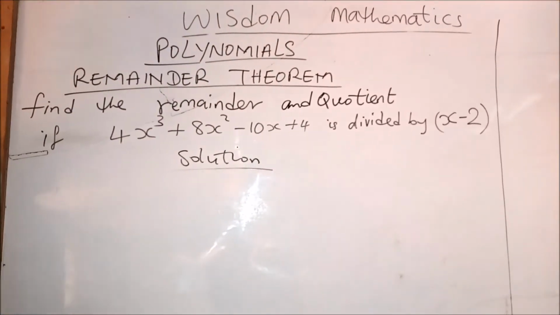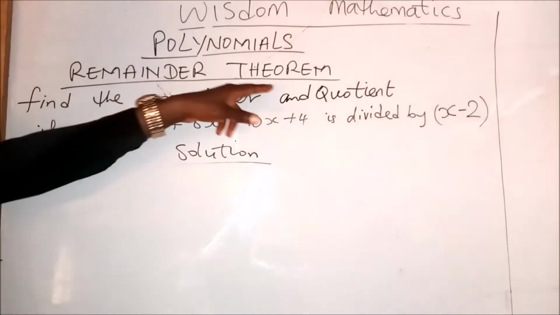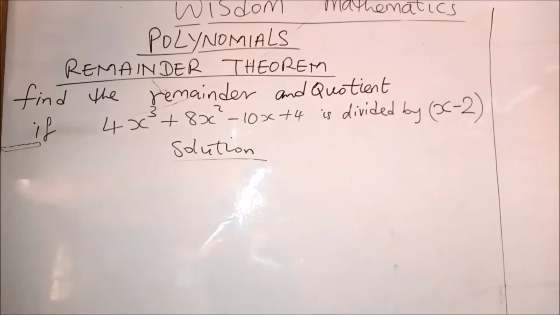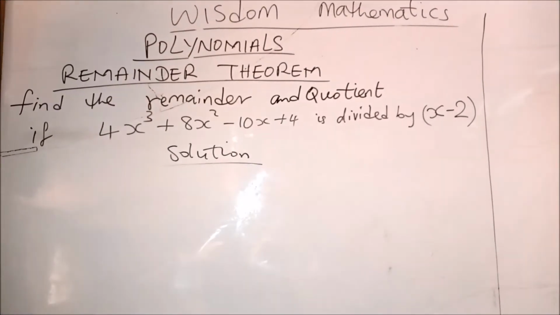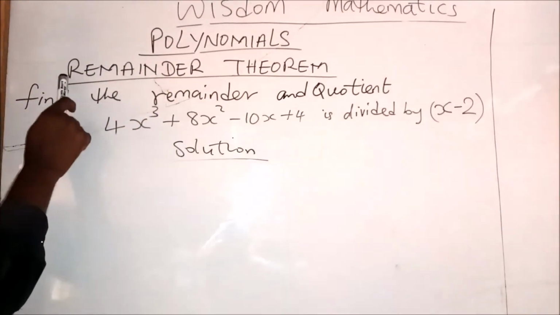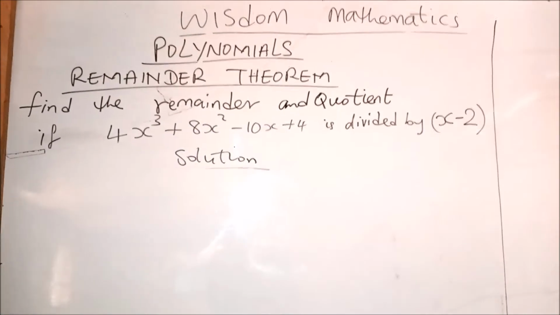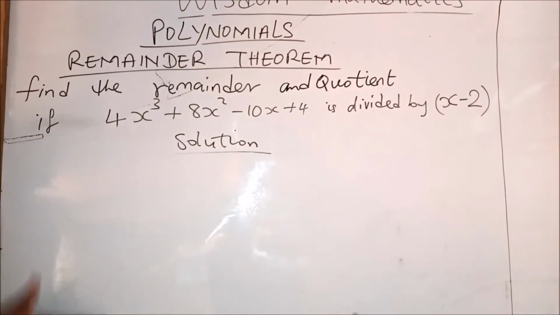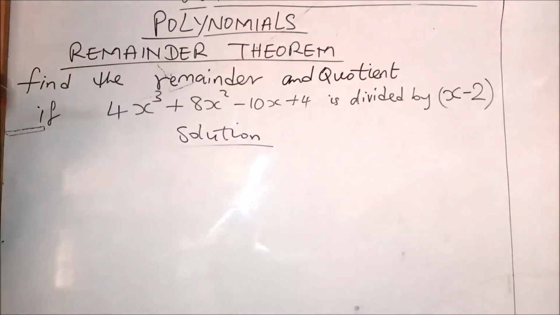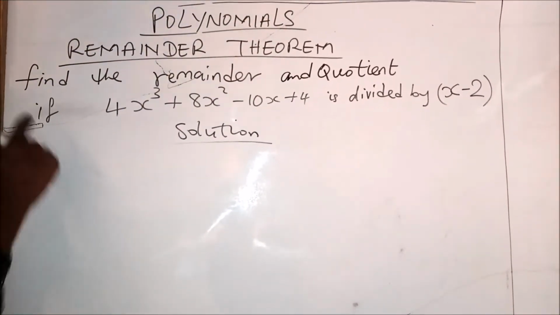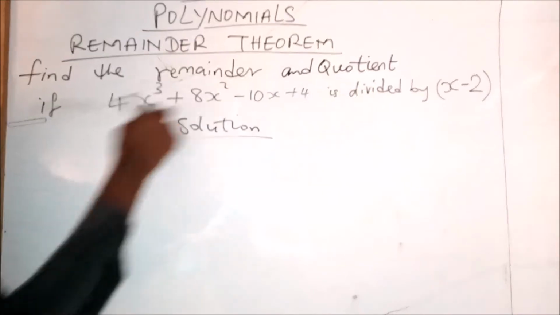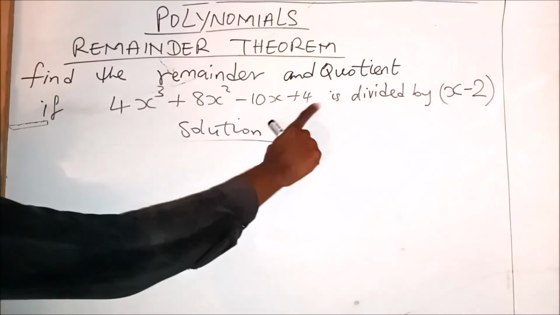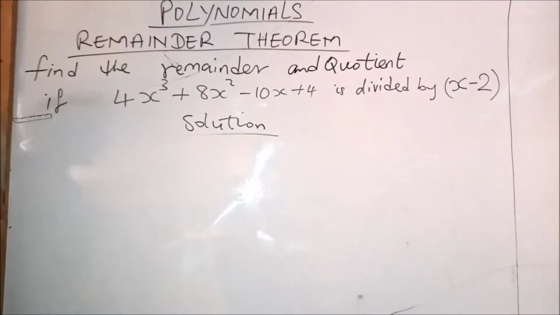This tutorial is on polynomials under the remainder theorem. In our previous video, we explained polynomials, where we said that two theorems are involved in polynomials. One of them is the remainder theorem, and the second one is the factor theorem. So here in this video, we are going to solve an example under the remainder theorem, and the question says: find the remainder and quotient if 4x cubed plus 8x squared minus 10x plus 4 is divided by x minus 2.